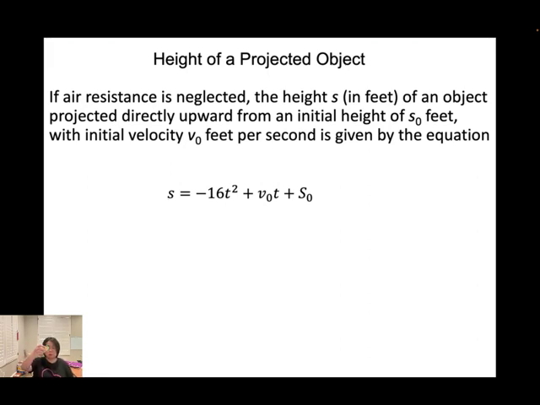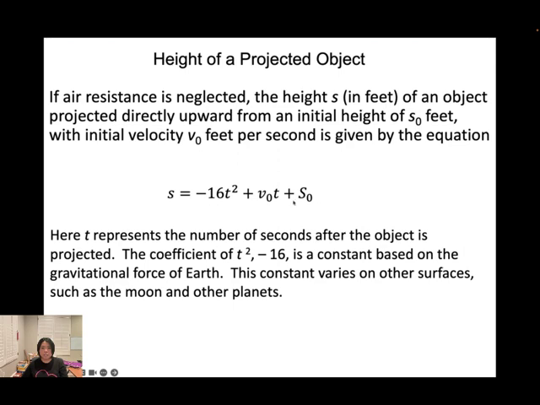So I could have an object here. This is the height, this is going to be s. When we project upward, we have an initial height of s0, with the initial velocity. When the object goes up, this is the initial velocity. And then t represents the number of seconds after the object is projected. So we count from here.